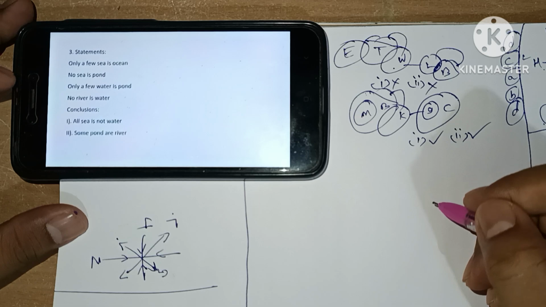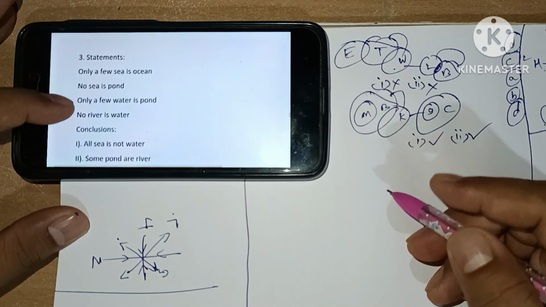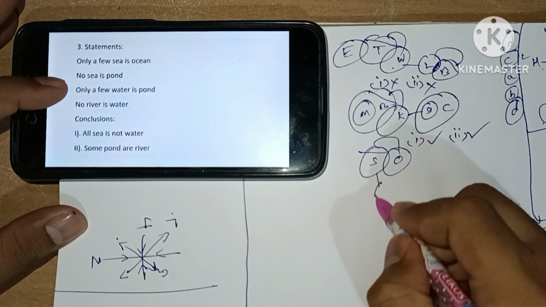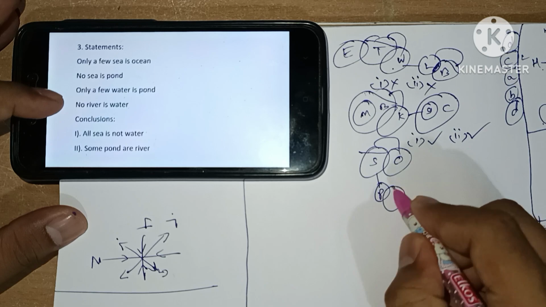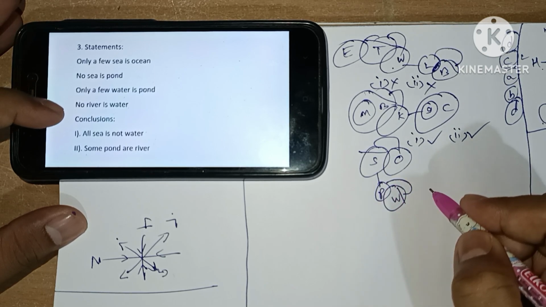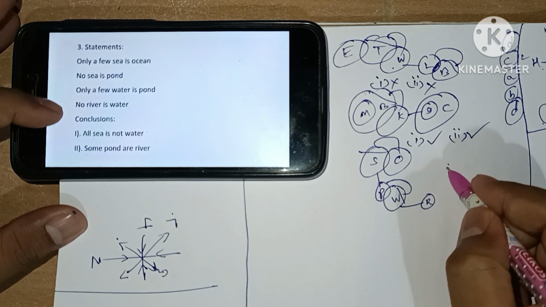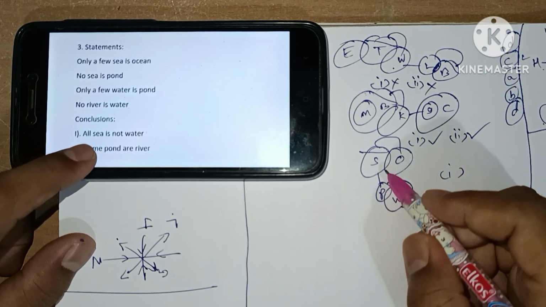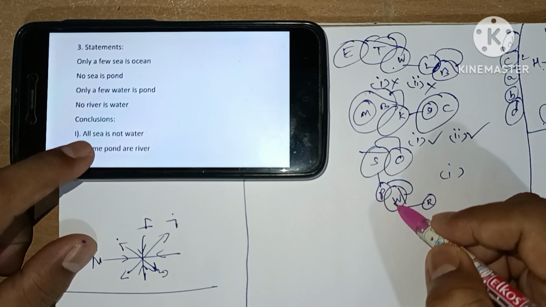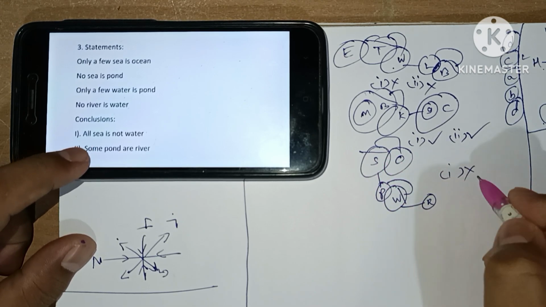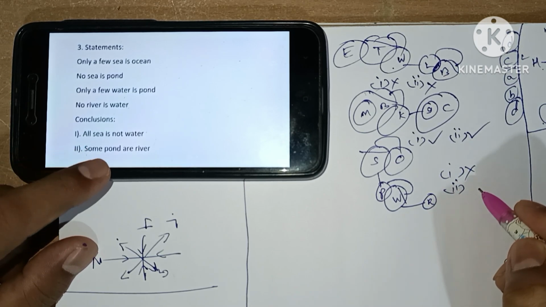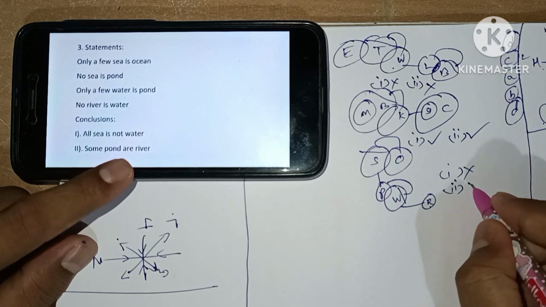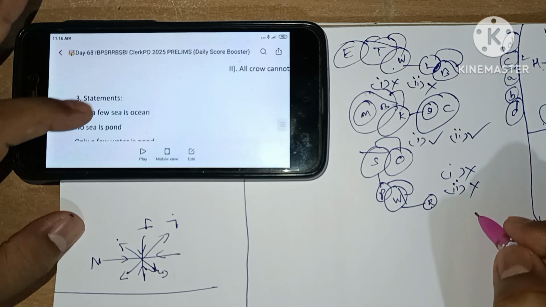Third question. Only a few sea is ocean. No sea is a pond. Only a few water is a pond. No river is water. Let's see conclusions. First conclusion. All sea is not water. We see not. So we check whether all sea can be water. All sea can be placed inside water. It is possible. If the all case is possible, the some not case will be false. Second conclusion. Some pond or river. Some pond is sharing with river. No. False.